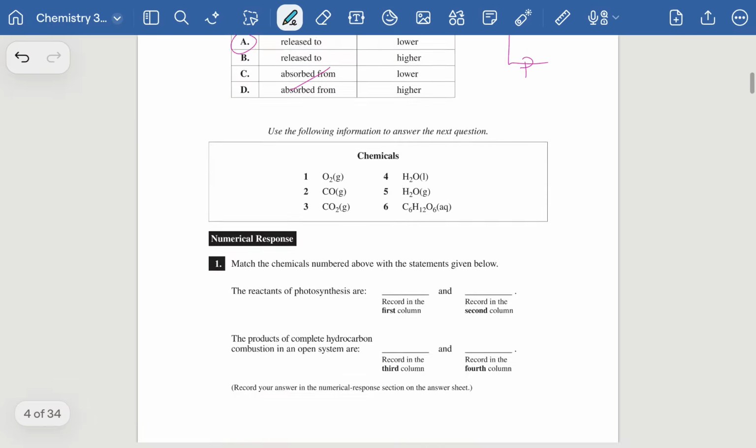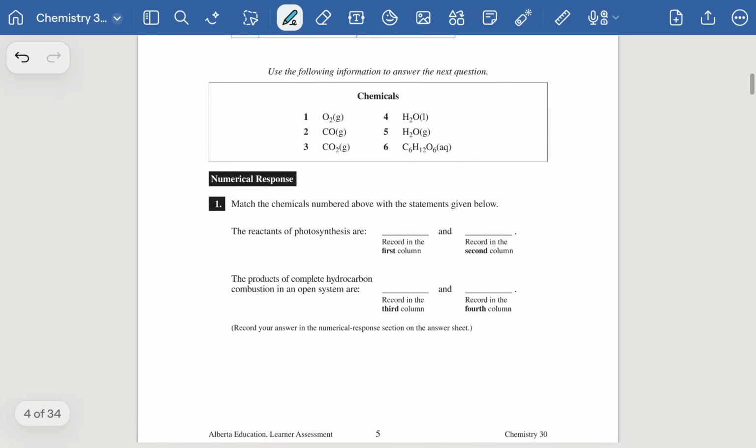Looking at our next one, it's showing that we know the reactions for photosynthesis and for combustion. The first part, if you're looking at the reactants of photosynthesis, we are looking at carbon dioxide gas and water, and they are going to turn into glucose and oxygen. Then the products of complete combustion in an open system. This matters when we're talking about the water. If it's an open system, that means water wants to escape, and it can only escape as a gas.